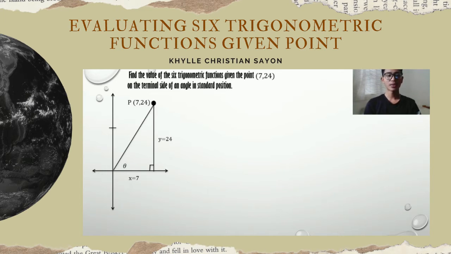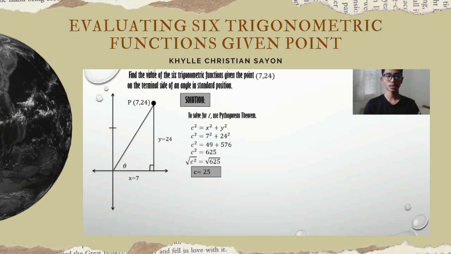So we are given the value of x and y, so we are left with the value of the hypotenuse or the variable c. To find the value of the variable c or the hypotenuse, we are going to use the Pythagorean theorem. So c squared is equal to x squared plus y squared. So c squared is equal to 7 squared, which is the x, plus 24 squared, which is the y. So 7 times 7, we have 49, and 24 times 24, we have 576. So add the two values, so we have c squared is equal to 625. So square root of both sides, so we have c is equal to 25.